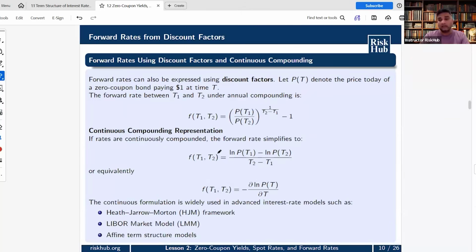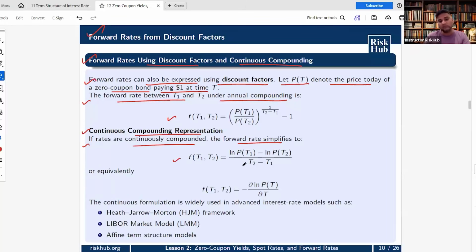Then we have slide number 10, right? Slide number 10 is about forward rates from discount factors, forward rate using discount factors and continuous compounding. Forward rates can also be expressed using discount factors. Let P of T denote the price today of a zero coupon bond paying so and so. The forward rate between T1 and T2 under annual compounding is given by this. Continuous compounding representation: if rates are continuously compounded, the forward rate simplifies with this and this, or equivalently is given by this equation. The continuous formulation is widely used in advanced interest rate models such as the Heath-Jarrow-Morton, Libor market model, and other term structure models, right?